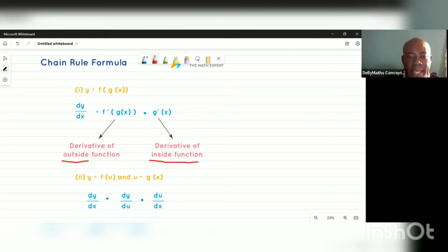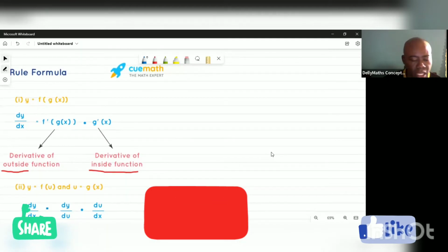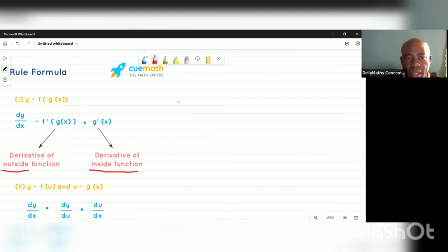So basically then, in a nutshell, this is what it is. Let us say that we find ourselves with a situation where we have y equal to, say, (5x + 7) raised to the 6th.